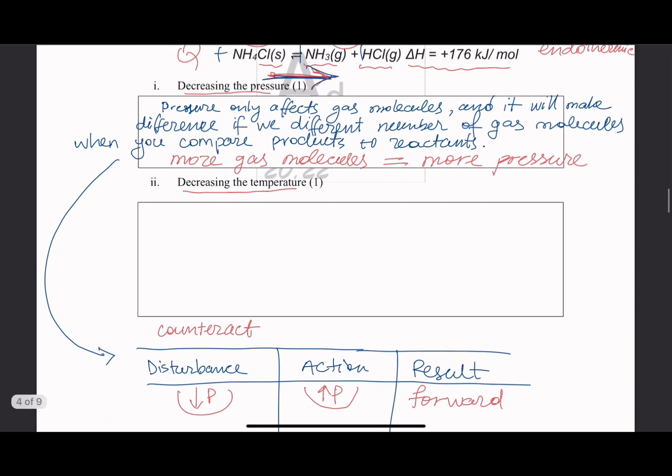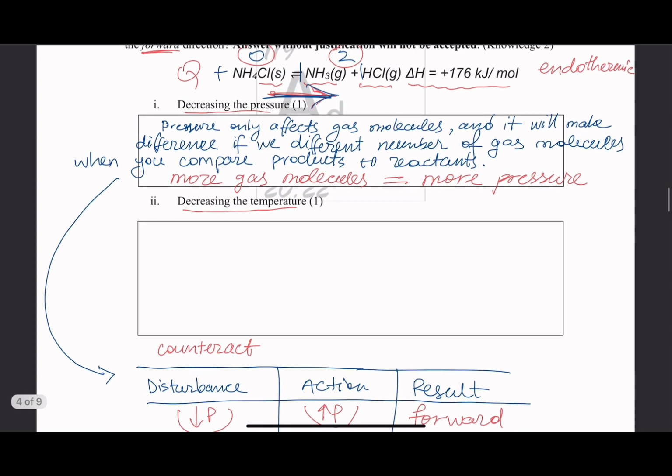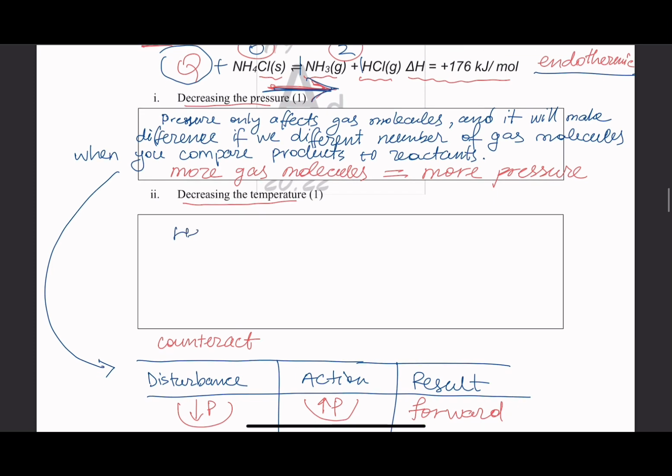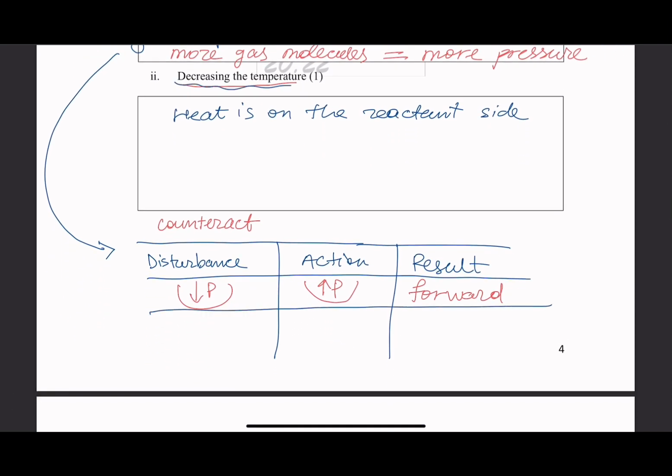Okay? Now we check the second one, decreasing the temperature. We need to take into account whether the reaction is endothermic or exothermic. In this case, we have endothermic, meaning that heat is on the left side, the reactant side. So let's write the disturbance: decreasing the temperature. The temperature went down. Our action would be increasing the temperature.